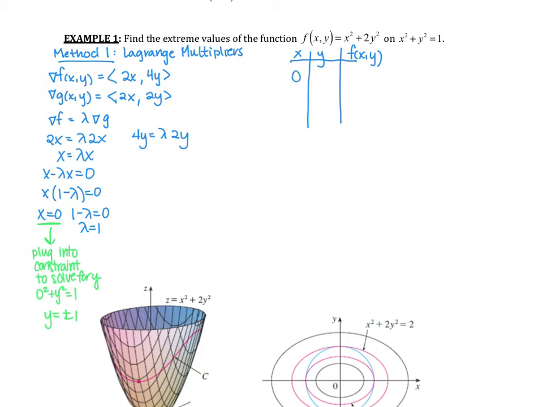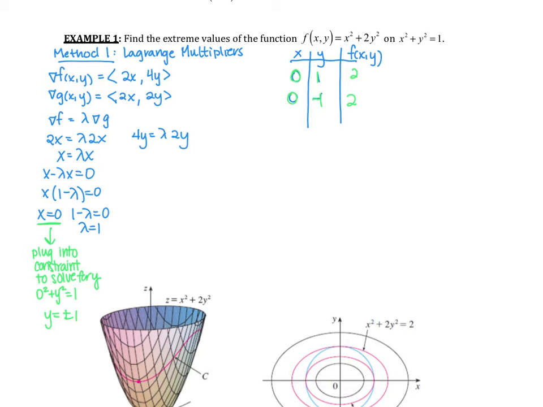X is going to be 0 and y is going to be 1. X is going to be 0 and y is going to be negative 1. Maybe we'll do those in green since that's the number we chose. And if we plug those into our original function to figure out the value, we are going to get 0 plus 2 times 1, so 0 plus 2. And we're going to get 0 plus 2 times negative 1 squared, so 0 plus 2 again, so we get 2.